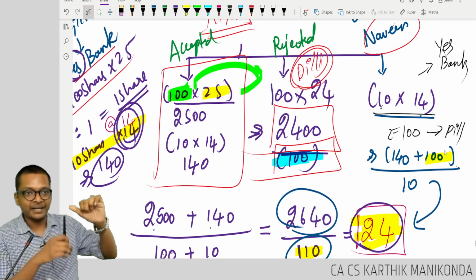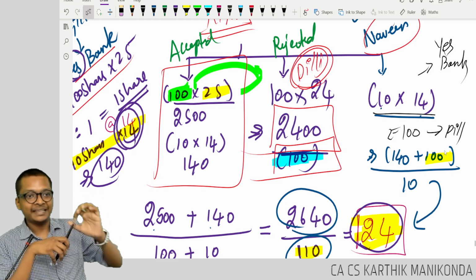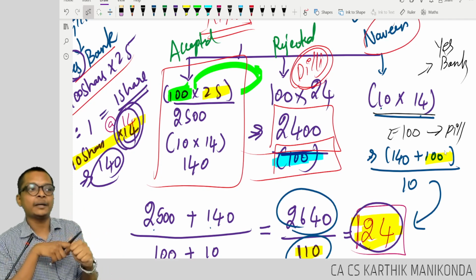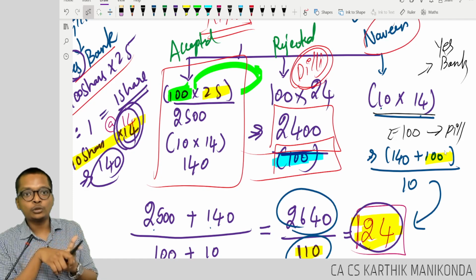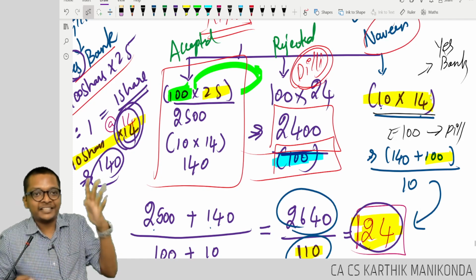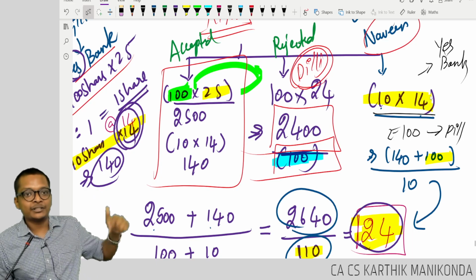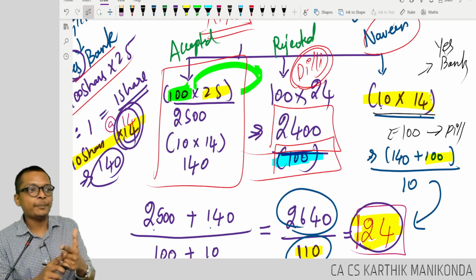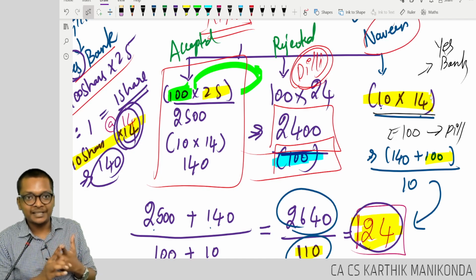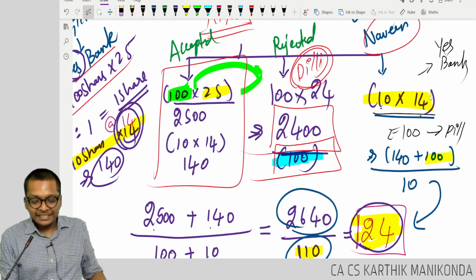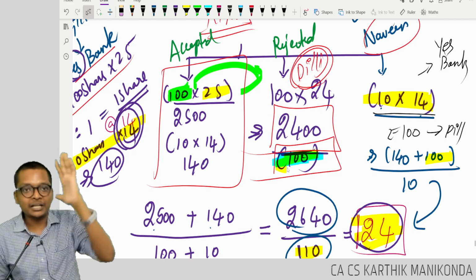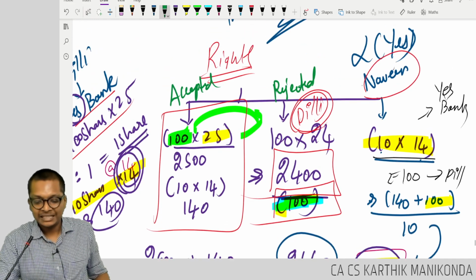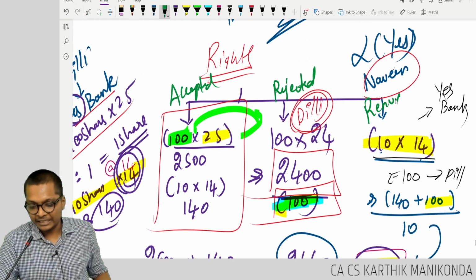Now look at all the three parties. Yes Bank is happy. Yes Bank only wants shares bought, either by Delhi or Naveen. Naveen also is happy. He got shares of Yes Bank. Otherwise, only existing shareholders can buy. He is not an existing shareholder, but he was able to buy. Delhi was also happy because he had a loss of 100 rupees, and he got 100. Correct? So this concept is called renunciation of rights.